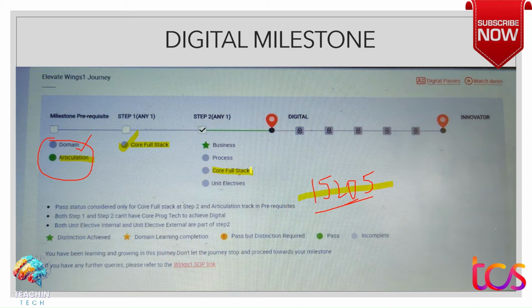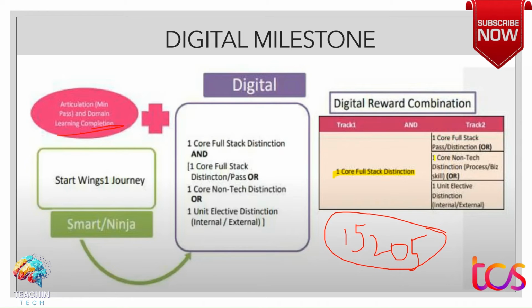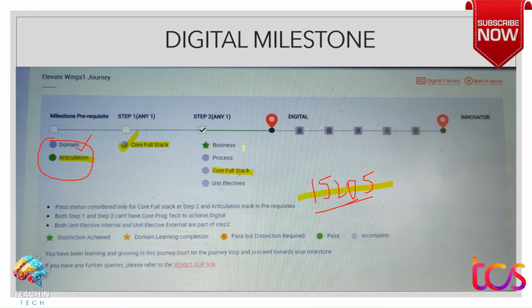So you can complete this, or else, let me show this and I'll explain. This is another thing, a non-tech one, which is process or business skills. Either process or business skills, you can get a distinction in one of them. So from both we should get one distinction, either one of those, or else unit electives. Regarding unit electives I have made another video. They gave some information for this November cycle, like cutoff dates and all. I have made that video as well.